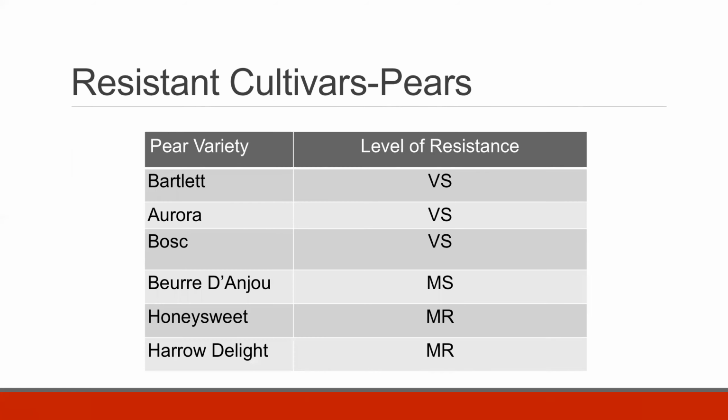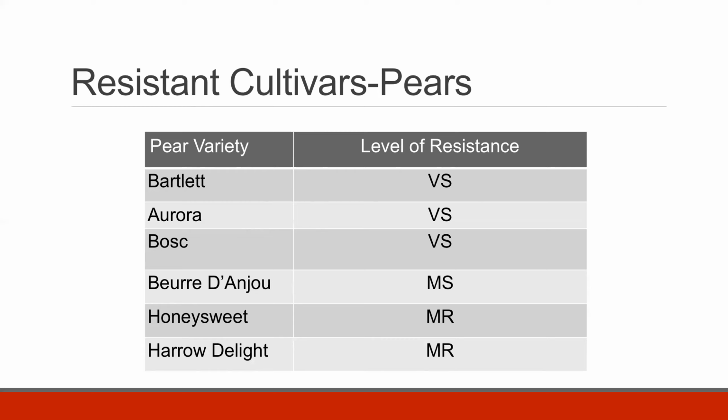Similar to apple, most of the popular pear varieties are susceptible to fire blight. As shown here, Bartlett, Aurora, and Bosc, which are the 3 most popular varieties with consumers, are all very susceptible to fire blight. Producers will need to implement a stringent management program for controlling fire blight of pear because, as you can see here, there are not a lot of varieties that are resistant.